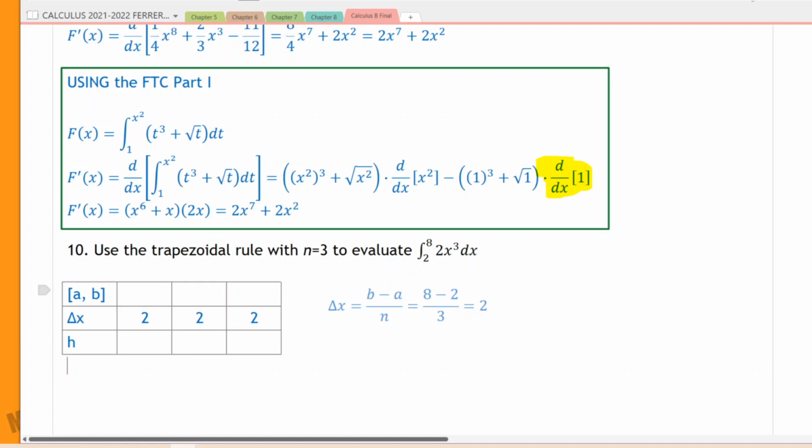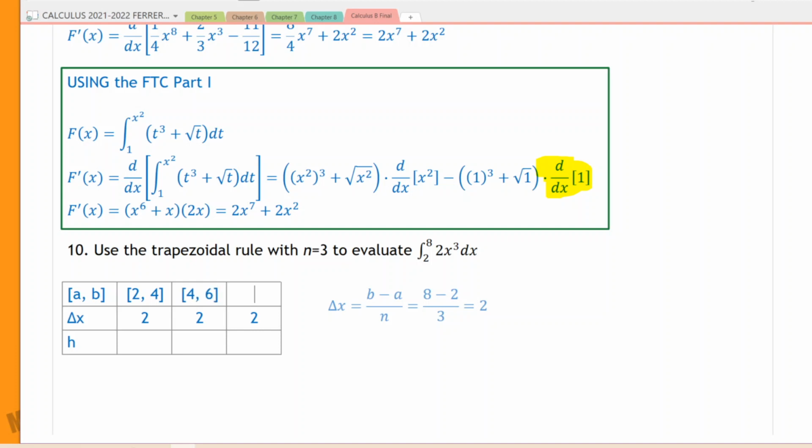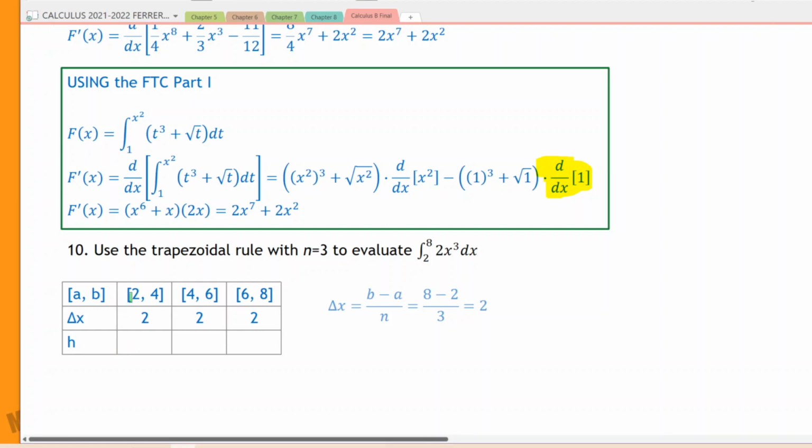Okay, now that I have that, we can go ahead and put our intervals. The first one is going to be 2 to 4. The second one is going to be 4 to 6. And the last one is going to be 6 to 8. I notice that 2 and 8 match perfectly with my integral, 2 as the lower limit, 8 as the upper limit. So it looks like I did this correctly.